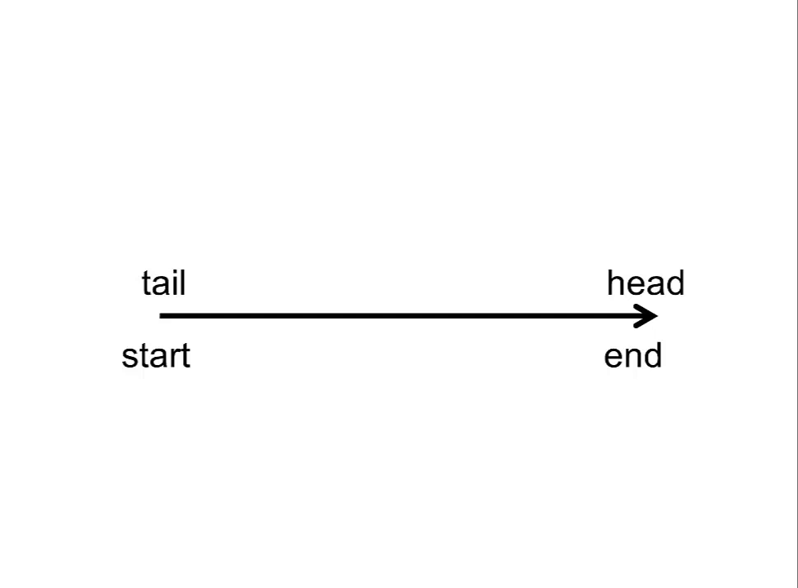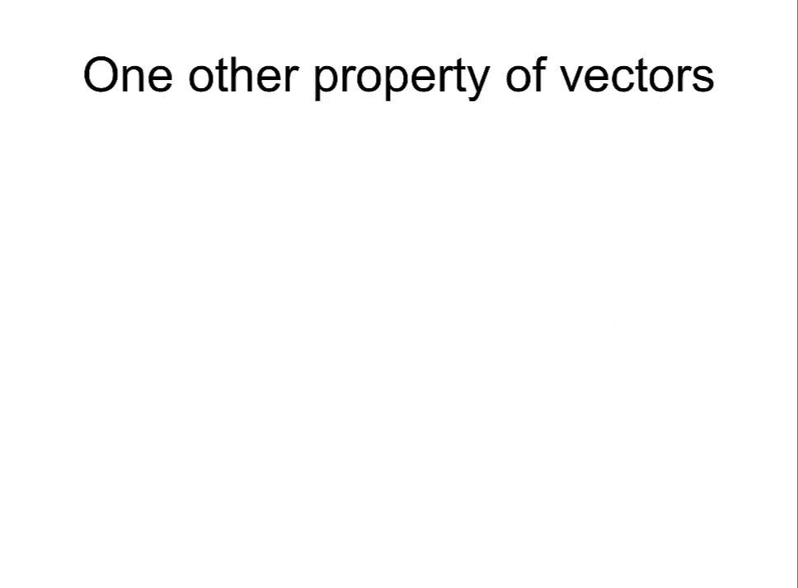I've only mentioned two of the properties of vectors. First, that they have a direction, and second, they have a magnitude. The other property of vectors is that they add in a particular way. Watch this animation that's going to show up here to see how vectors add.